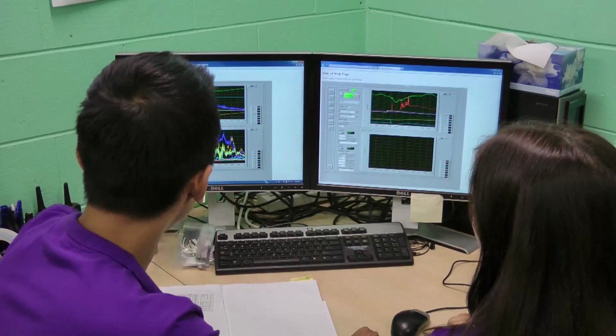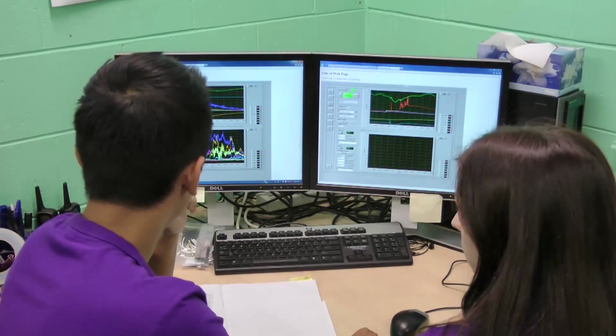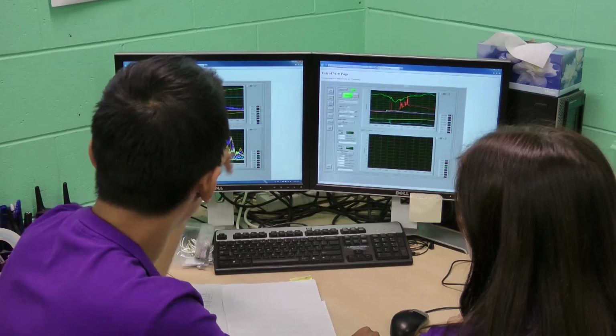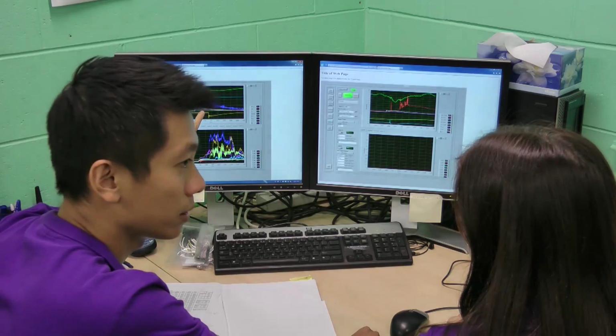Our shot is over in a heartbeat and the data comes up on the computer screen straight away. The experimenters can now look over the data to see if our test has been successful.